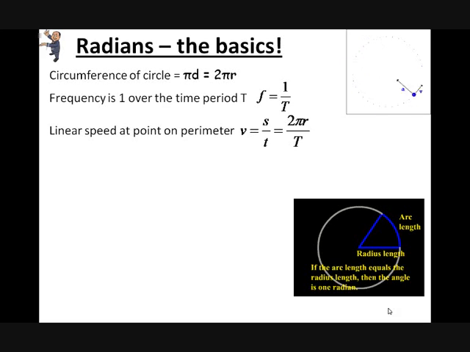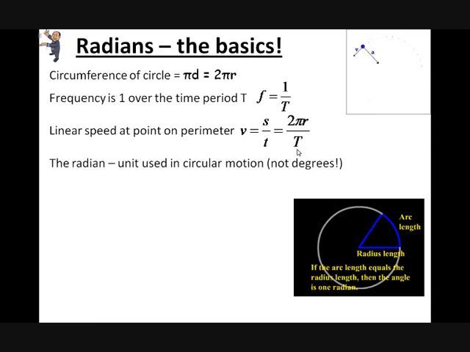If you look at the linear speed at any point on the perimeter, remember it's going at a constant speed, so to work out that constant speed we do speed equals displacement over time, and you can see here that our displacement is 2 pi r, which is the circumference, divided by big T, which is the time period.